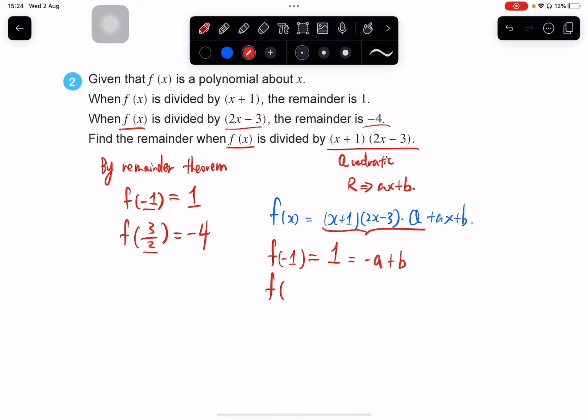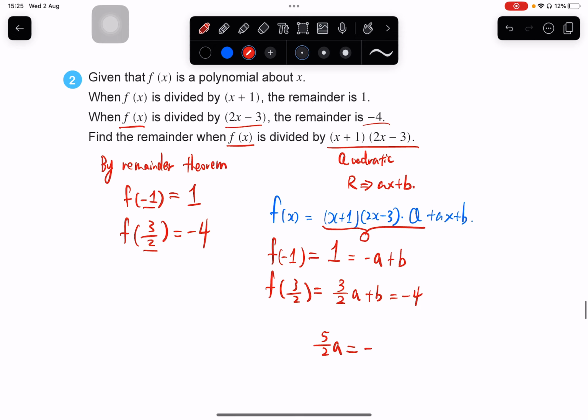If I have f(3/2), then also this first part is going to be 0, right? And then for the next part, we have 3 halves of a adding b. And that's equal to minus 4. So it means that if you're subtracting the first equation from the second one, you're going to have 5 halves of a equals minus 5, right? Which means that 5a is minus 10.